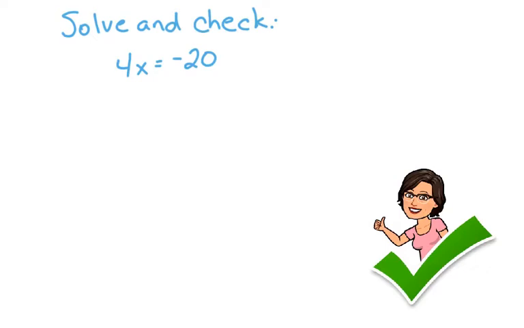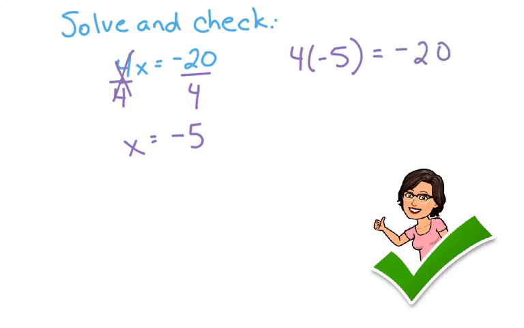All right, let's try it. So 4x equals -20. So I'm going to divide both sides by 4, because remember, we want to isolate the x. So x is isolated because those cancel each other out. And -20 divided by 4 is -5. So now I'm going to try 4 times -5 equals -20. So if you've forgotten, this was your original problem. 4x equals -20. Okay, so that was your original problem.